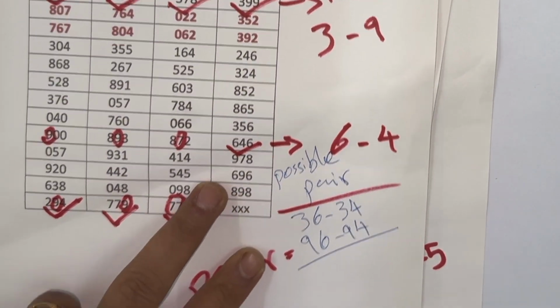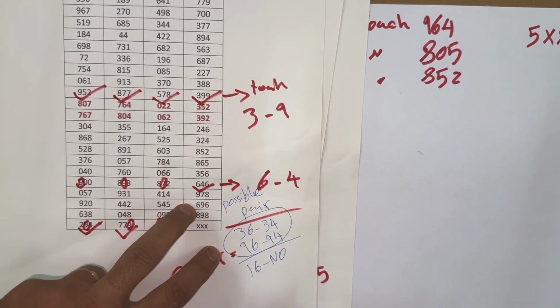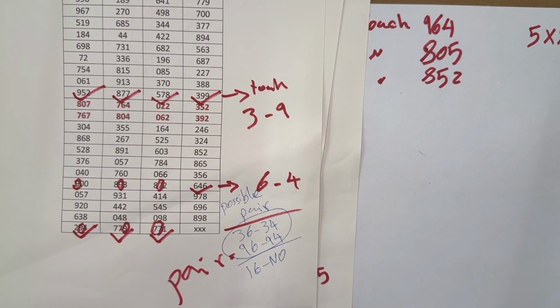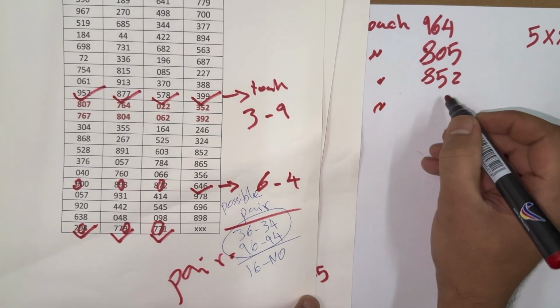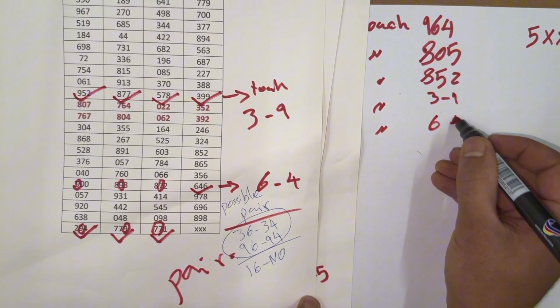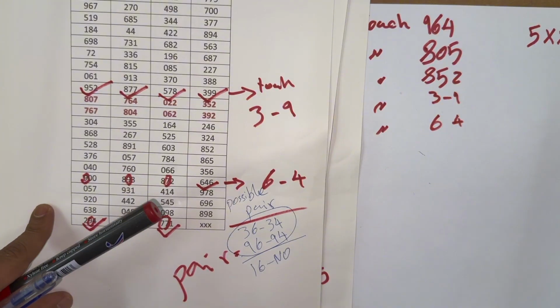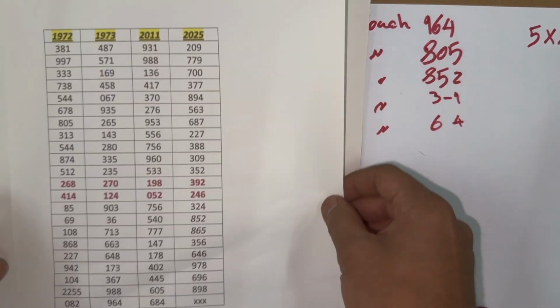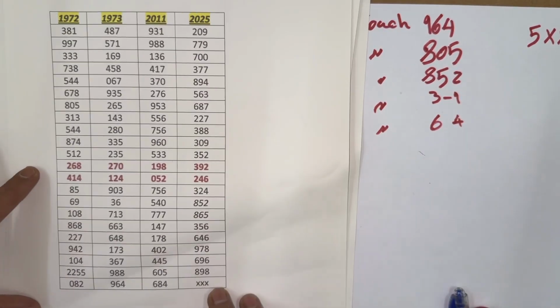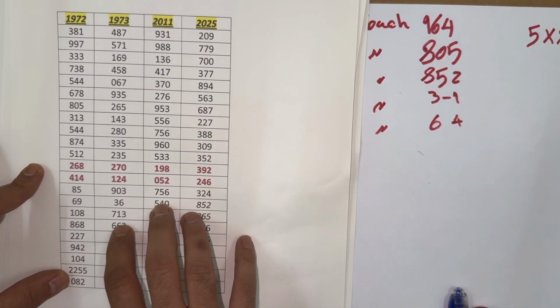For the coming draw of 16 over, keep these in mind. So we have 3, 9. We have 6, 4. Let's jump to the next paper. Okay, the next paper is this one. Again, many of you have seen this before.